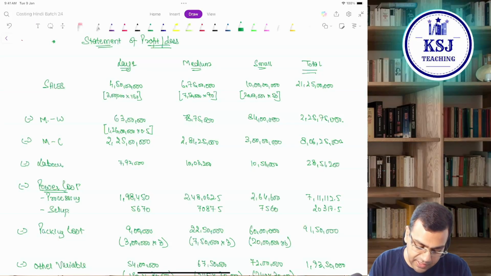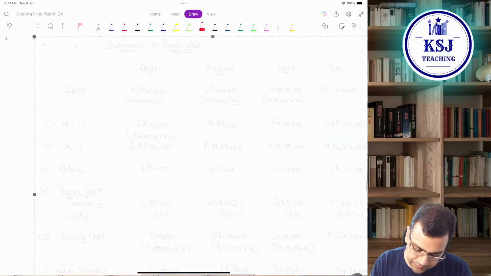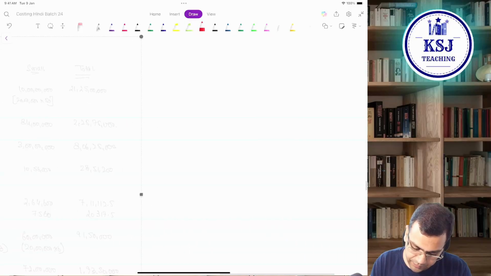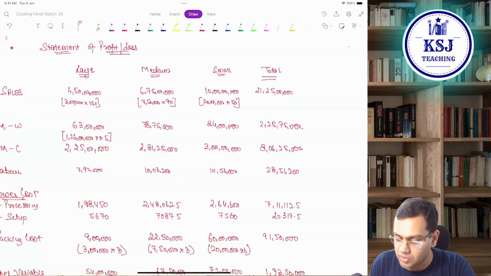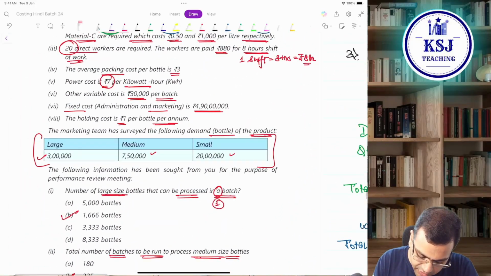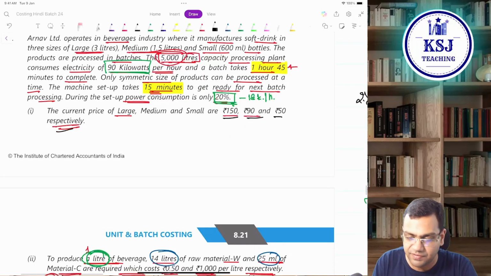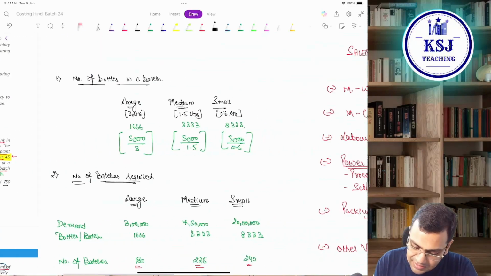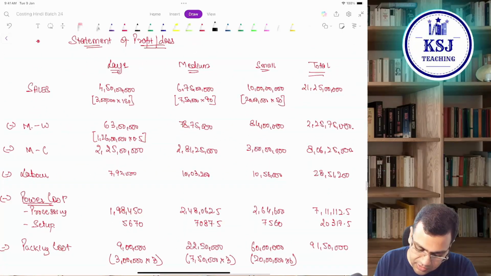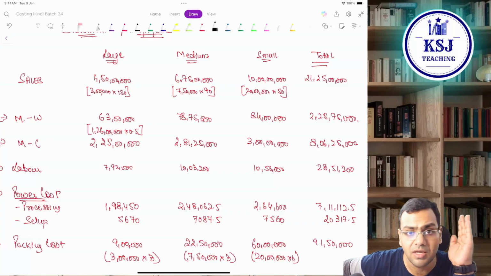The first thing that we'll take here is what? The sales. Right, so what are the sales which are there? Okay, so how do we calculate the sales? Very simple. The number of units are given to you. The number of units is demand, that is 3 lakhs, 7 lakh 50,000 and 20 lakhs. The selling price is given to you: 150, 90 and 50 respectively. So I have taken the sales here. Fine. So this is your sales: 4 crore 50 lakhs, 6 crore 75 lakhs and 10 crore. Total of 21 crore 25 lakhs is your sales.